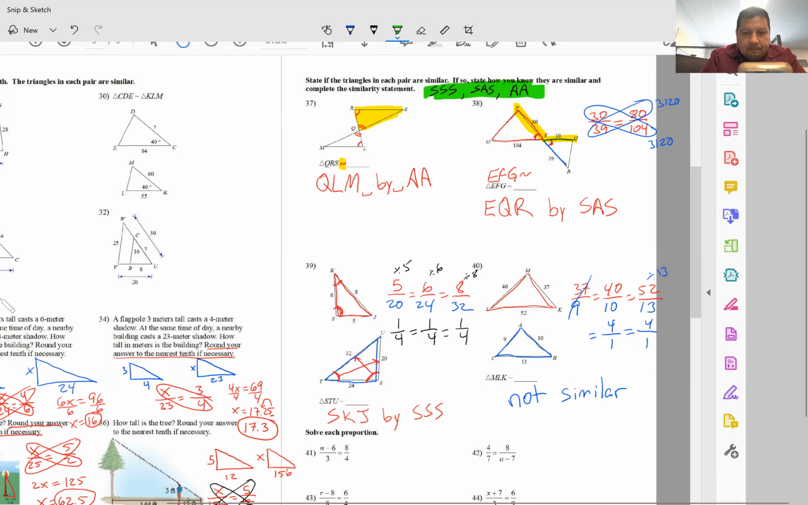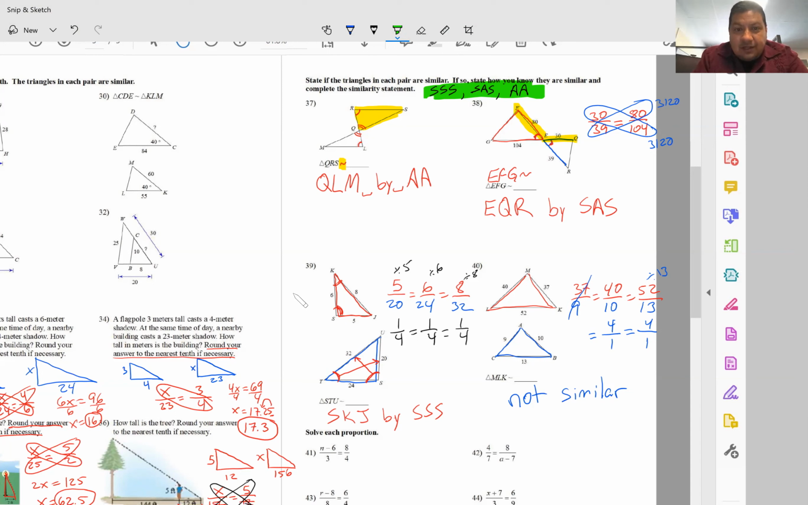Now the work from today, it is a little intense. So here it says, to put the answer MLK, would it be just MLK not similar? No, we're not completing the statement. Matter of fact, if we were writing this by hand, I would have you complete the whole statement. So like number 37, if we were writing, I would say QRS similar to QLM by angle, angle. But I'm just going to have you complete the statement, so just QLM by angle, angle.